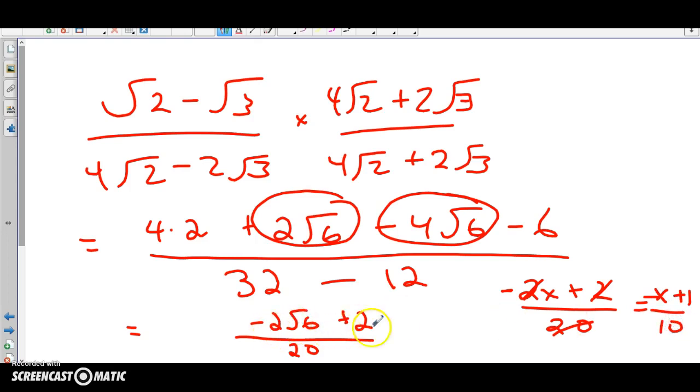And the same thing here. I can divide everything by 2 here. If it's in front of the radical, you can divide. So I get rid of this 2. So that's minus 1 root 6, which is minus root 6. That's 2 divided by 2, which is 1. And on the bottom, I have 10, and I'm all done.